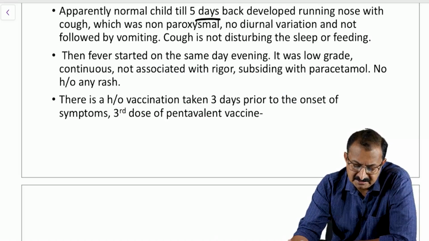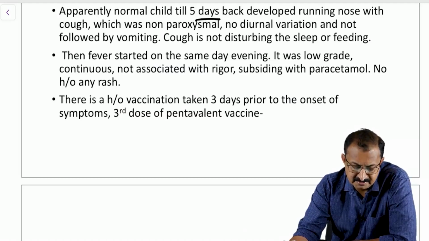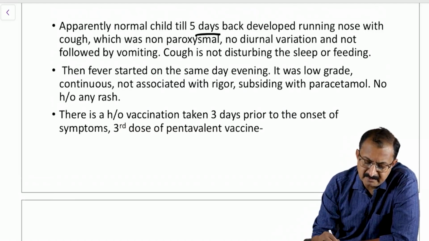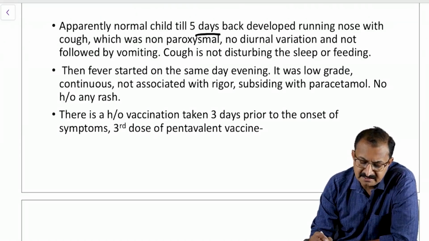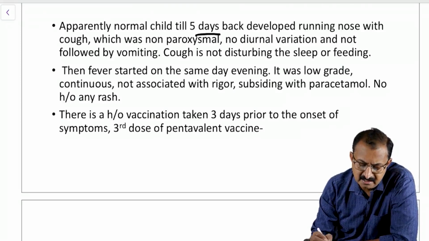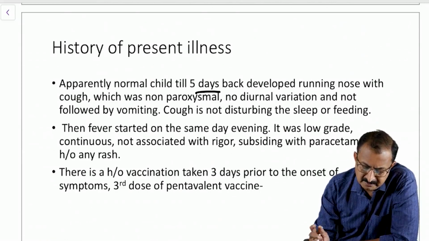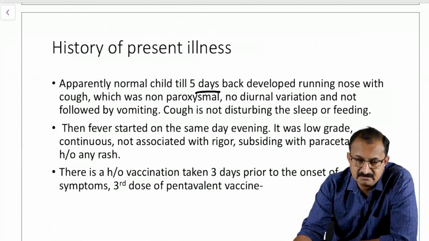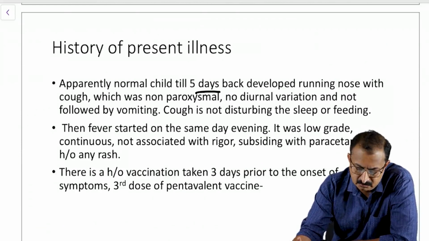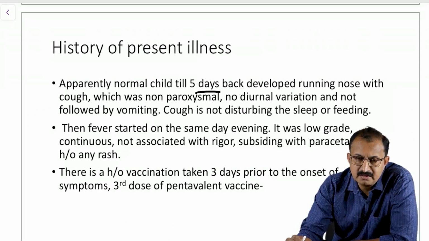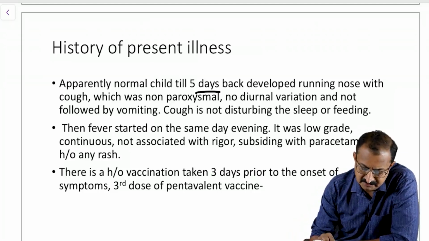And there is history of vaccination taken 3 days prior to the onset of symptoms, that is the third dose of pentavalent vaccine. So when the baby develops symptoms following immunization, definitely you have to think of an adverse event following immunization, and definitely these symptoms are not directly related to the vaccination, but it is a coincidental event. Probably this baby might have had contact with other children having symptoms, so the baby might have been exposed to a case during the immunization session, which we can infer from the history.